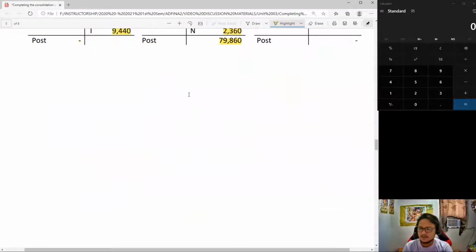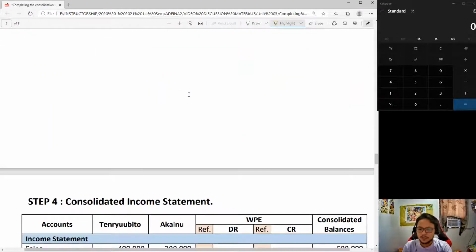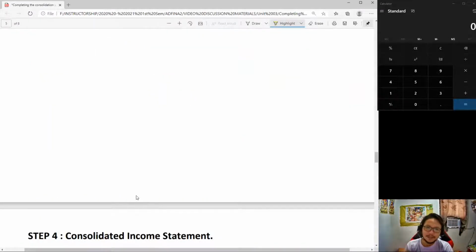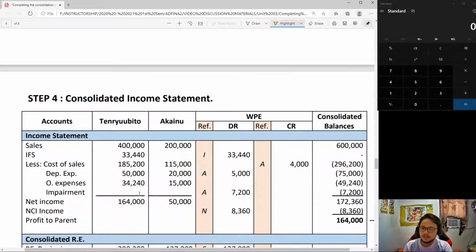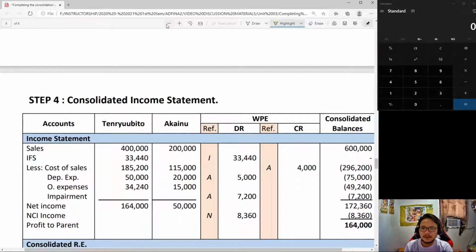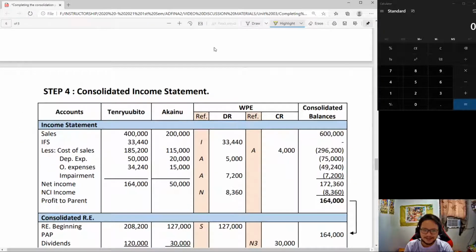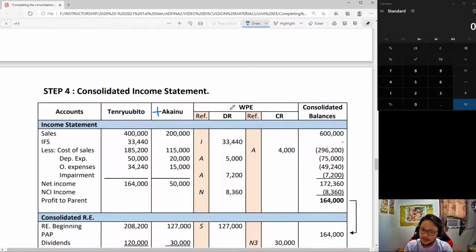And then, we go to our step 4, complete the consolidated income statement. Ito po. So what you do here is simply do a little math. P plus S plus minus working paper entries. For example, sa sales natin, walang nangyari. So, ang gagawin lang natin dito is 400 plus 200. That is going to be equal to 600,000.